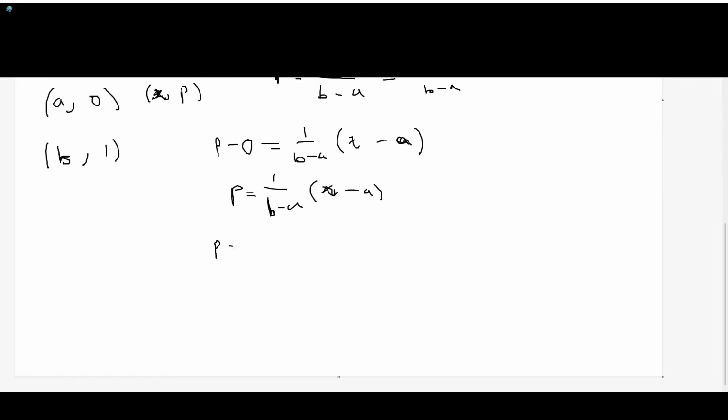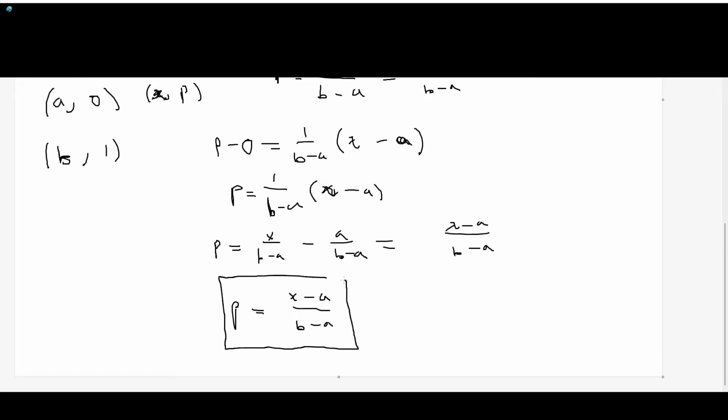So p equals, and we can simplify this by distributing this to this. So we have x over b minus a minus a over b minus a. And we can simplify this even further to equal x minus a over b minus a. And that's going to be equal to p. So now we have our formula. P equals x minus a over b minus a. And this is how we get the percentage of x in between the interval a and b.